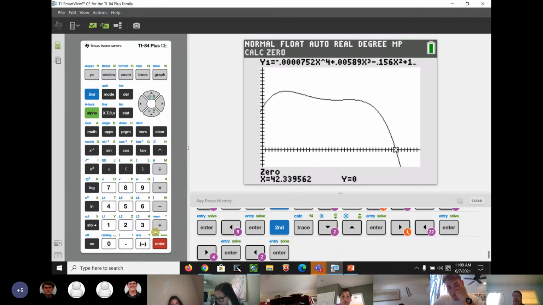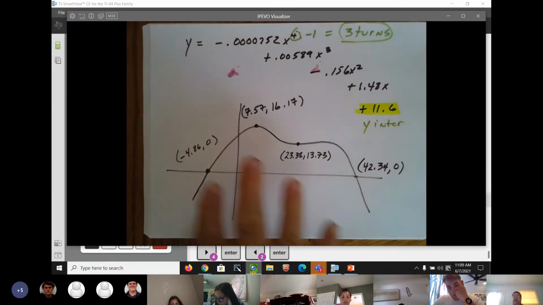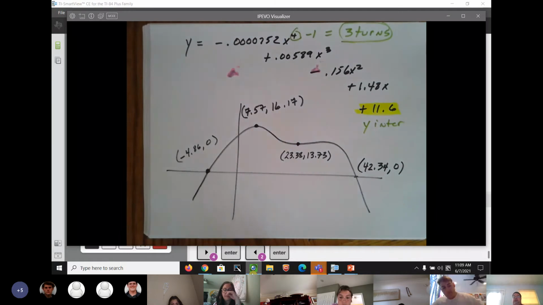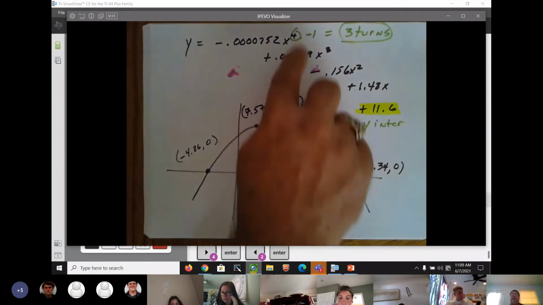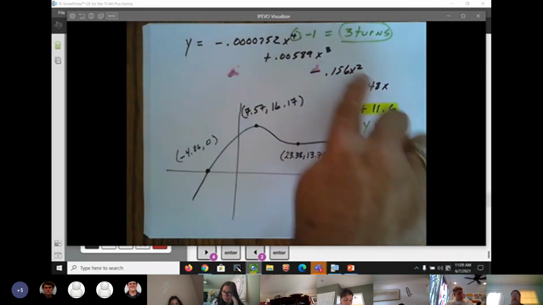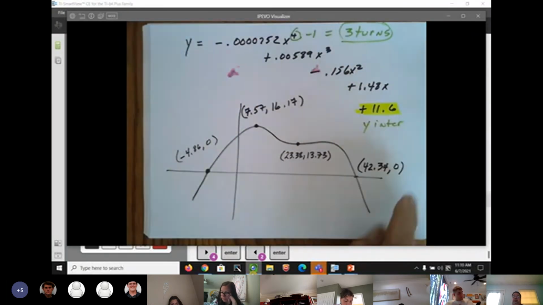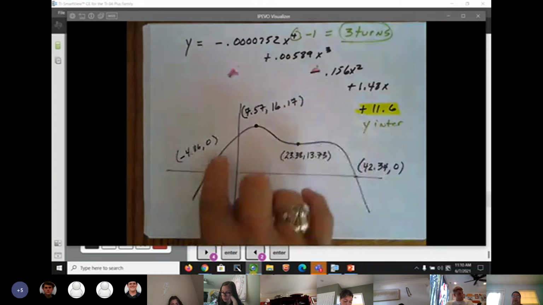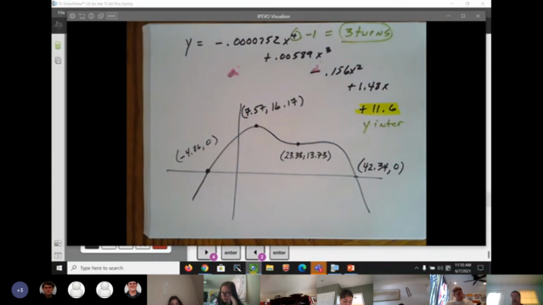Now, the reason I'm showing you my paper here, this is what you should be doing when you see a graph. You should count the turns. You should find the Y-intercept. You should graph it, and you should be able to find those before you look at the question.